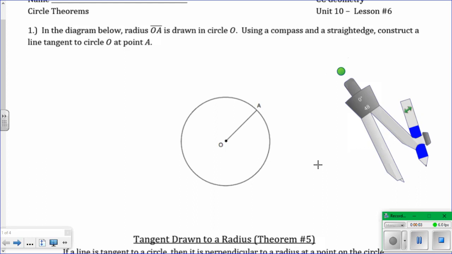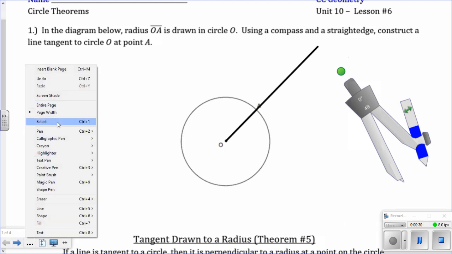So this question here, we are going to use a compass and a straight edge to construct a line tangent to circle O at point A, and it tells you that OA is a radius. Well, a tangent line that's drawn to a radius is perpendicular, so really we're doing the construction for perpendicular lines, which is something that you guys have done before. Very first step, take your straight edge and you want to extend OA, just go out, doesn't matter if it's too far, just extend it out.